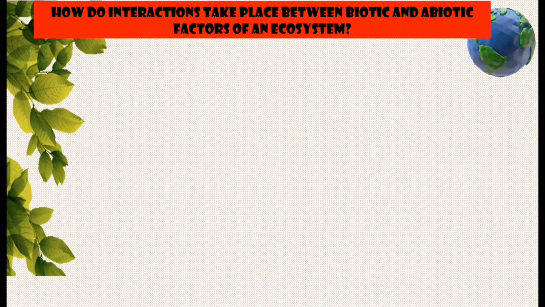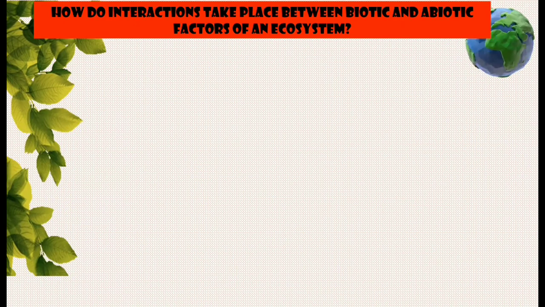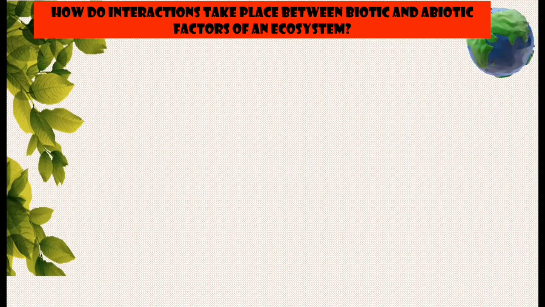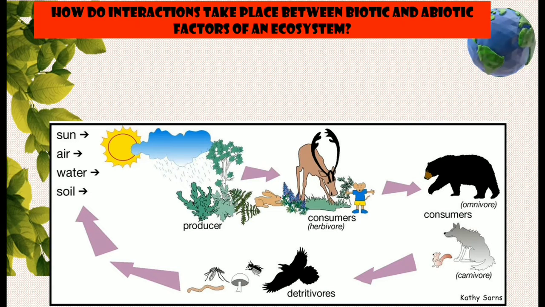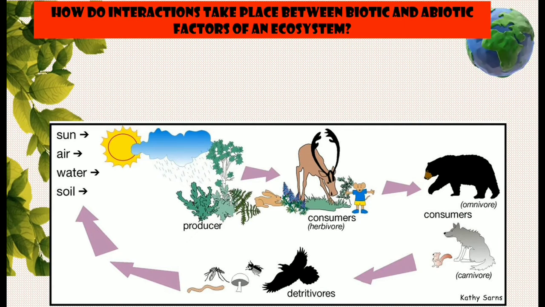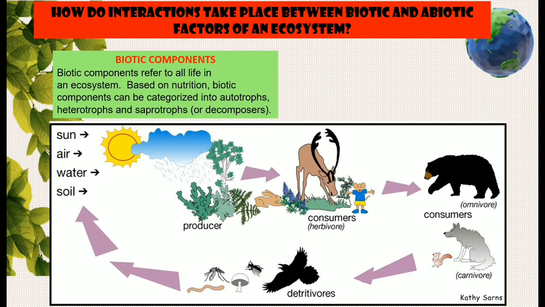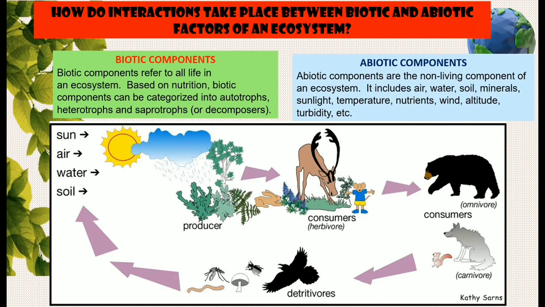How do interactions take place between biotic and abiotic factors of an ecosystem? As I told you in the very beginning when we were learning about what is an ecosystem, I mentioned that there are two components, that is biotic and abiotic factors. As you see here, the first things are the sun, rain, and soil. These are all non-living components, right? These non-living components are called abiotic components.